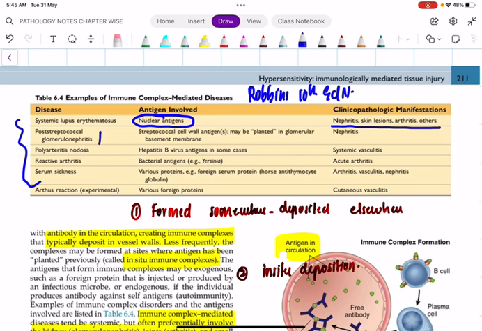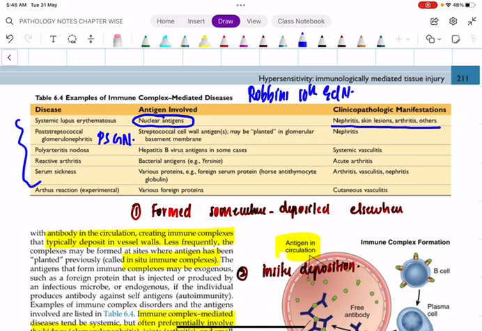We have something called PSGN, post-streptococcal glomerulonephritis. Antibodies are formed against the streptococcal cell wall antigen. I told you that in rheumatic fever, antibodies will be produced against streptococcal M antigen, and that M antigen is similar to the myocardial antigen. So when the antibody attacks this streptococcal M antigen, it will attack its own myocardium, which will result in rheumatic heart disease, myocarditis.